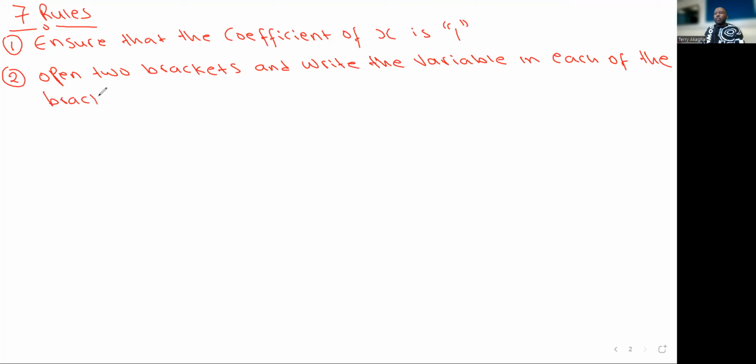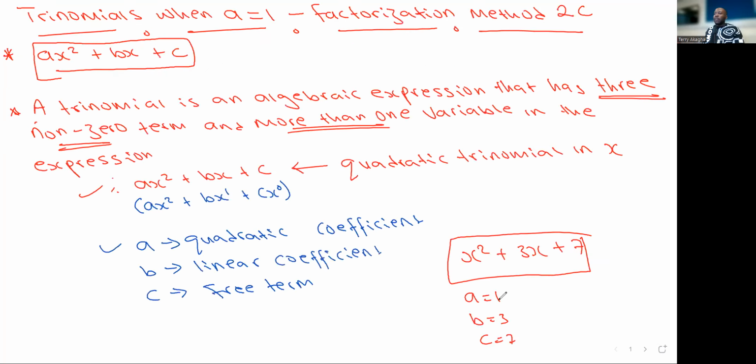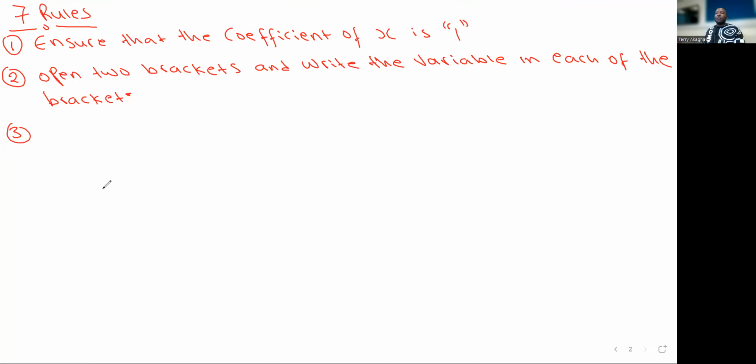So when you're done writing the variable, it could be x, depending on what the variable is. The next thing you do is list all the possible product pairs that, when you multiply them, give you the independent term or the free term. Remember we said that C is the free term. Some textbooks call it the independent term, and some also call it a constant. There are many names for it, but you have to list all the product pairs that will result in the independent term. That means when you multiply both of them together, you get the independent term.